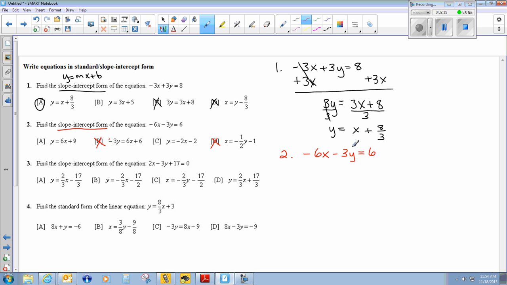Since I want to solve for y, I want to move this negative 6x to the other side first. So I'm going to add 6x to both sides. Those will cancel out. So we have negative 3y equals 6x plus 6. And I wrote the x term first because we want it in y equals mx plus b. So I want the x term first and my constant at the end.